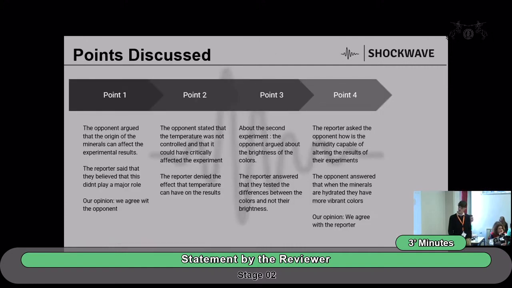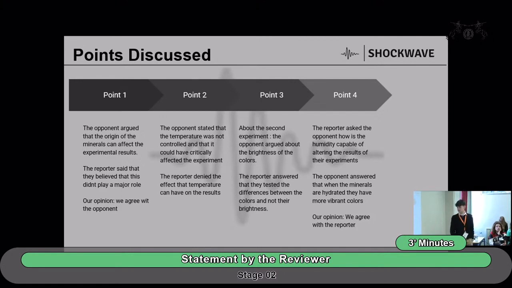About the points discussed, first point, the opponent argued that the origin of the minerals can affect the experimental results. The reporter said that they believe that this didn't play a major role, and our opinion is that we agree with the opponent. For point number 2, the opponent stated that the temperature was not controlled, and that it could have critically affected the experiment. The reporter denied the effect that temperature can have on the results, and we agree with the reporter because the experiments were conducted in a lab.